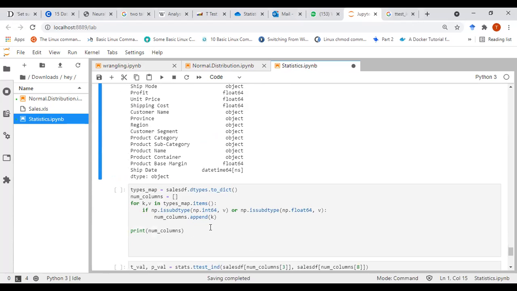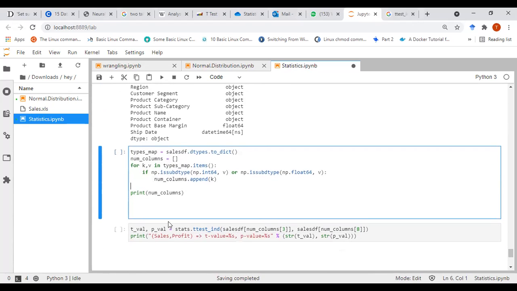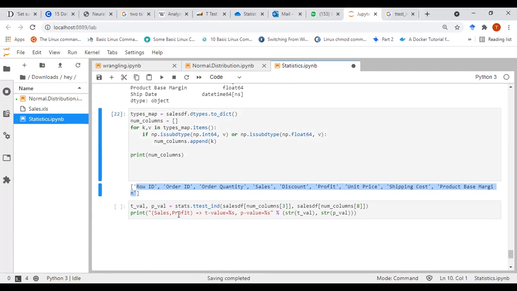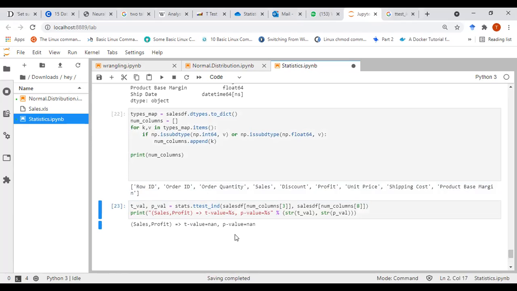Okay, sales DF. Yeah, so all of these are numerical columns, but it is a stupid thing to do, to find out the t-test between all the numerical columns. That is not what we want. We just want to, yeah, between sales and profit, I'm not able to detect anything regarding a t-test. It does not make sense. I can make a scatter plot to determine that. Okay.